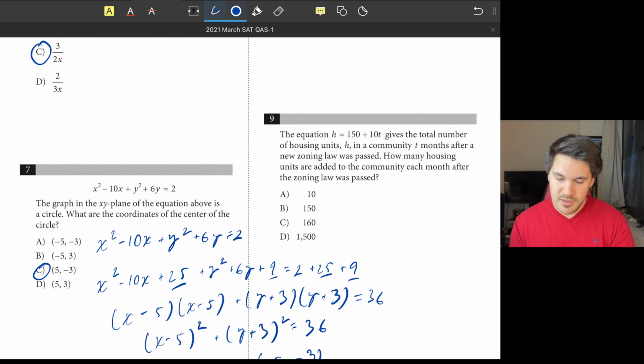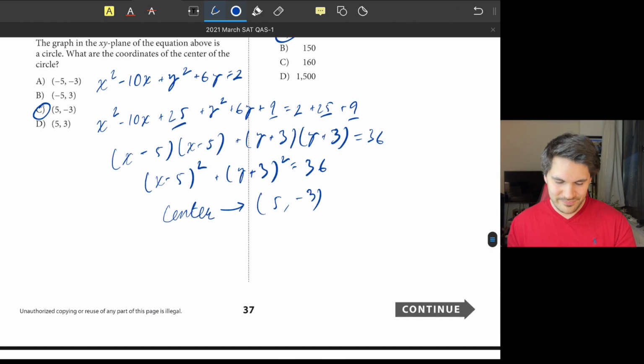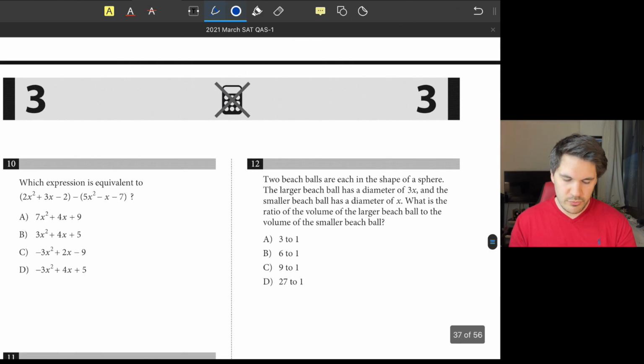So yeah. Number 9, the equation H = 150 + 10T gives the total number of housing units H in a community T months after a new zoning law was passed. How many housing units are added to the community each month after the zoning law was passed? This is just going to be the slope of the equation. So our answer is just going to be A, 10. Breezing through it.